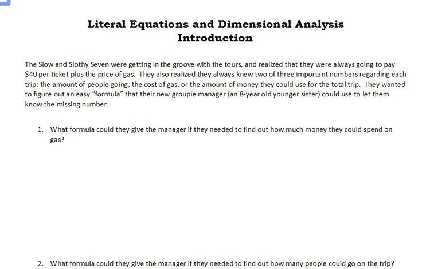So question 1 says, what formula could they give the manager if they needed to find out how much money they could spend on gas? Well, let's go ahead and look at what they talked about. We know it's always going to be $40 per ticket, and we always multiply that by the amount of people going. Then we always added the gas into that, and that equaled the amount of the trip.